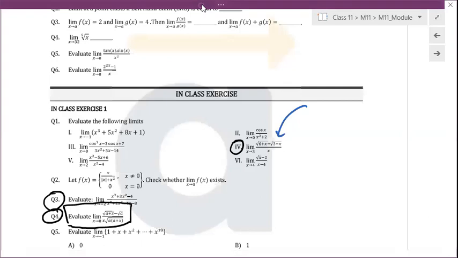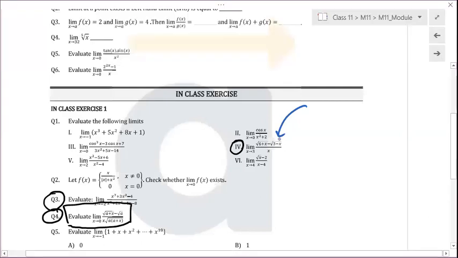So see over here, students, we are discussing this point: the limit x tends to 3 of root(6 plus x) minus root(3 minus x), divided by x. Our first step is to release the limit. So if you release the limit, this will be root(6 plus 3) minus root(3 minus 3), divided by 3. So 6 plus 3 is 9, root 9 is 3, minus 0, divided by 3, 3 by 3 is 1.